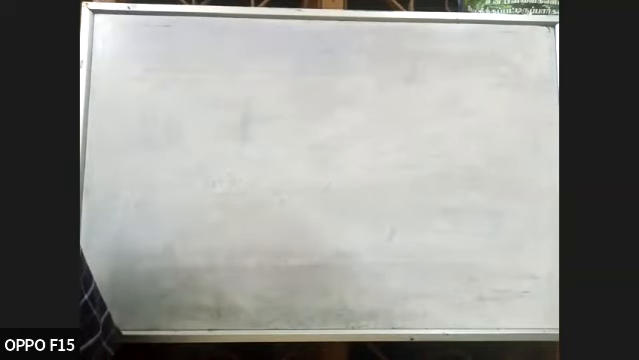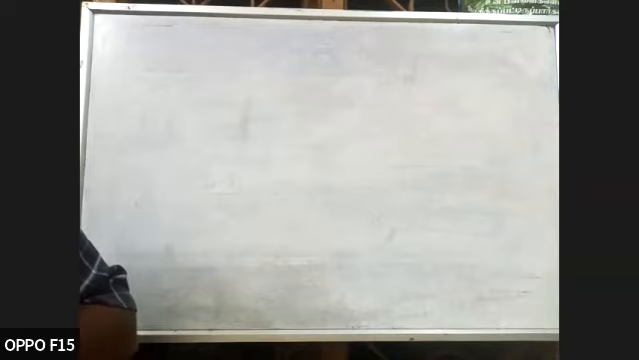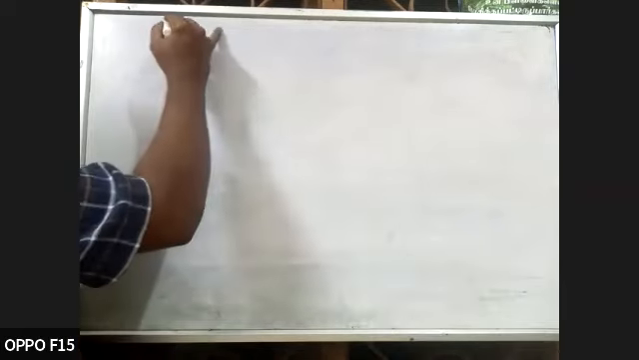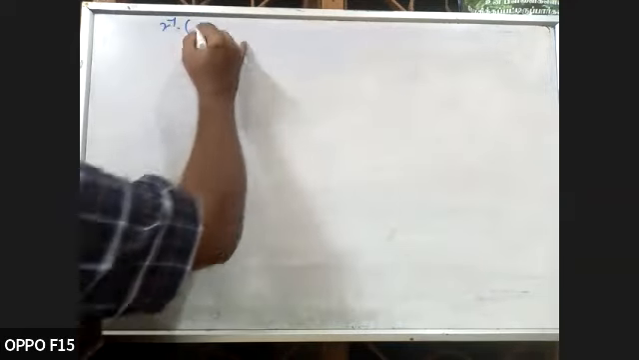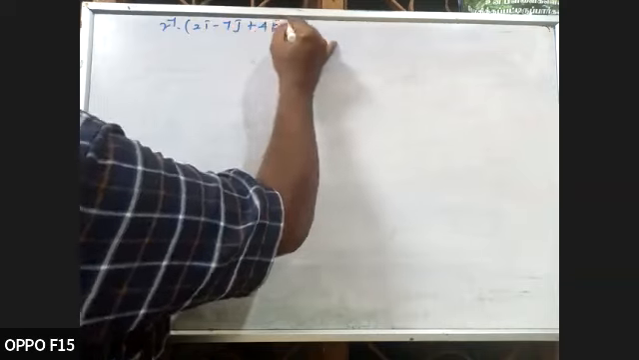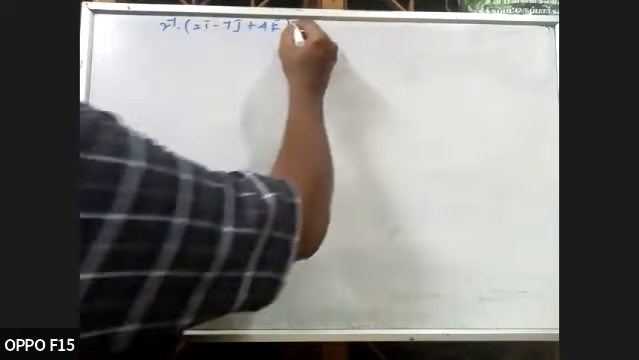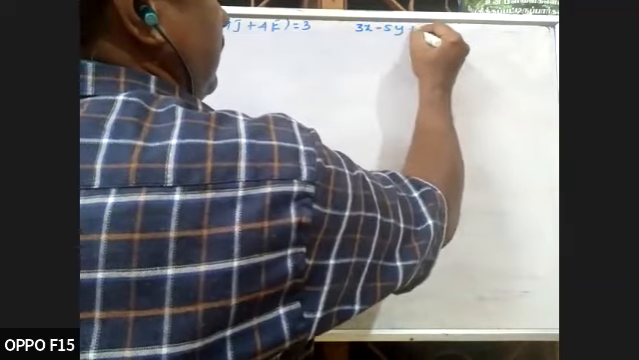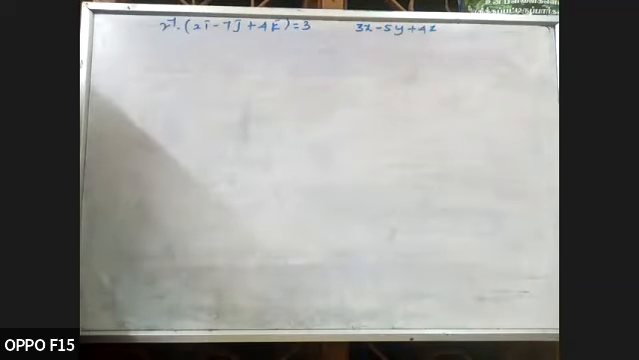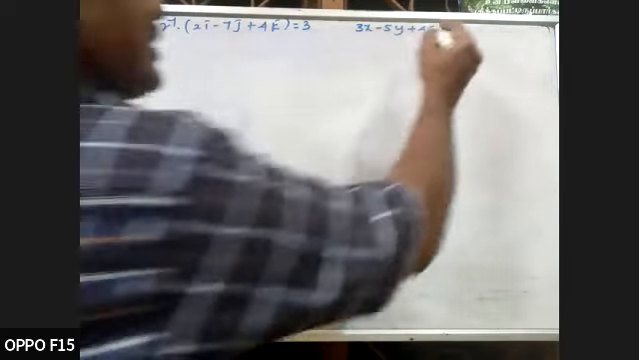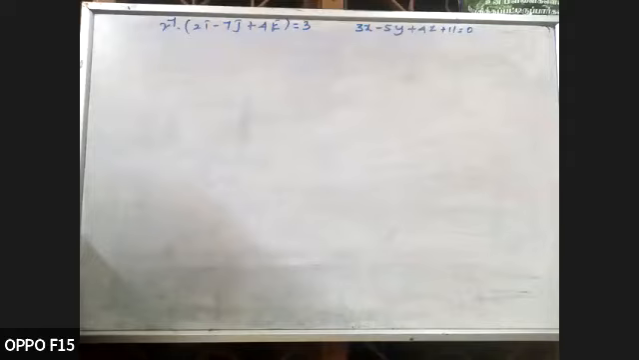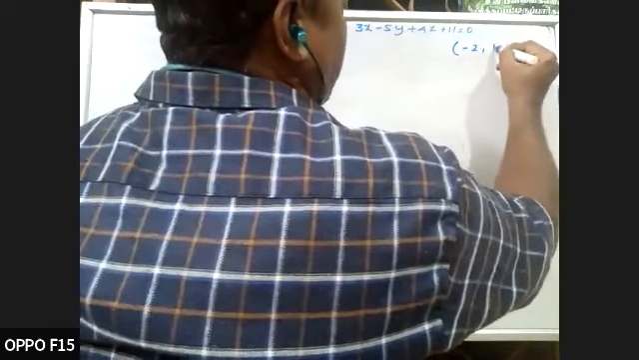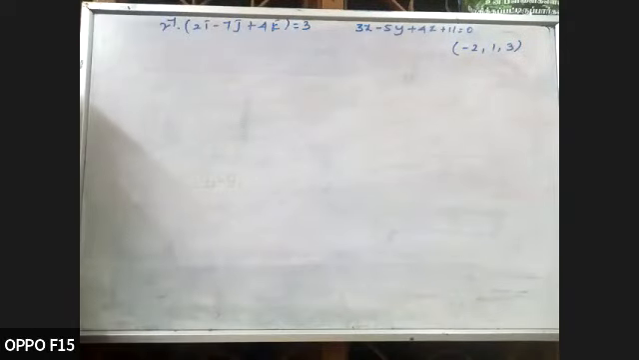Find the Cartesian equation of the plane passing through the line of intersection of the planes r vector dot 2i minus 7j plus 4k vector equals 3, and 3x minus 5y plus 4z plus 11 equals 0, and the point minus 2, 1, 3.